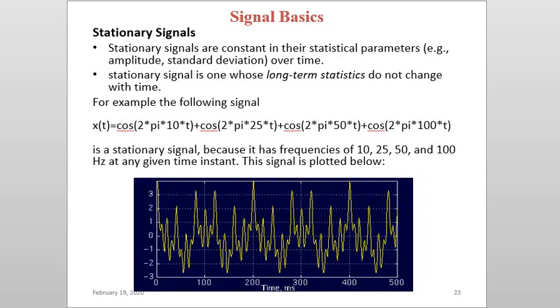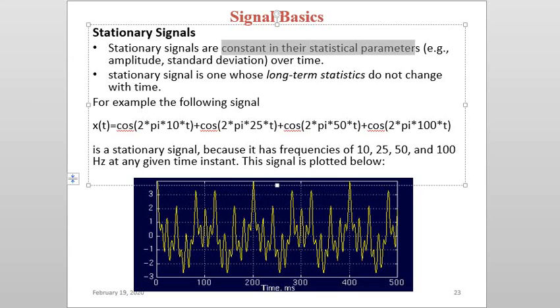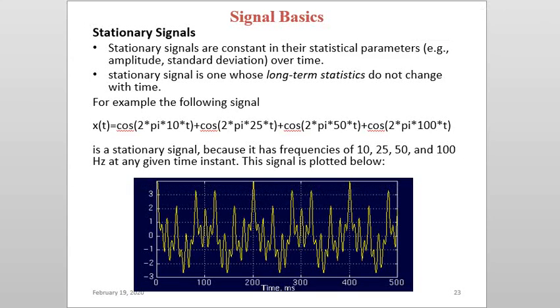From this diagram of a stationary signal, we can easily identify that the function x(t), which is a continuous signal, is represented by the formula cos(2π·10t). If we can generate a formula or a function for a signal, it is known as a stationary signal. Stationary signals are constant in their space of parameters. In this section, we have amplitude and standard deviation over time.